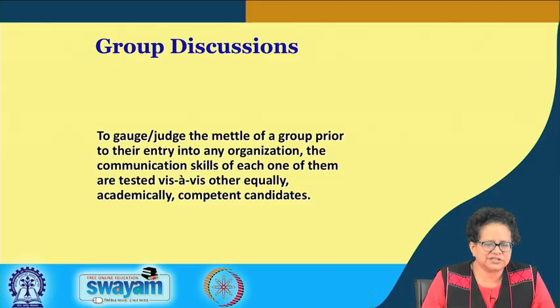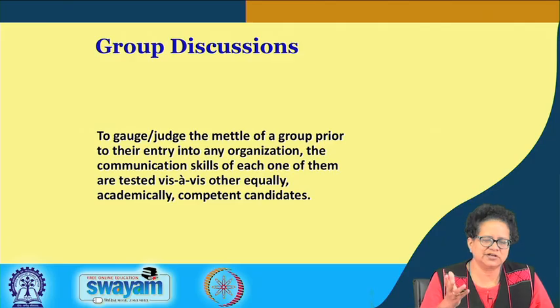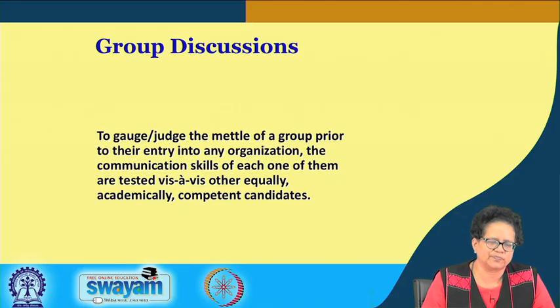So, the group discussion is a discussion held to gauge or judge the mettle of a group prior to their entry into any organization. The communication skills of each one of them is tested vis-a-vis the other equally, academically and competent candidates. Let us explain the last part of the definition once again. Equally, that is more or less the same age. So, if it is B.Tech plus 1 year, the age would normally be 20 plus 1. So, more or less the candidates would be 2021, 2022 year age group.